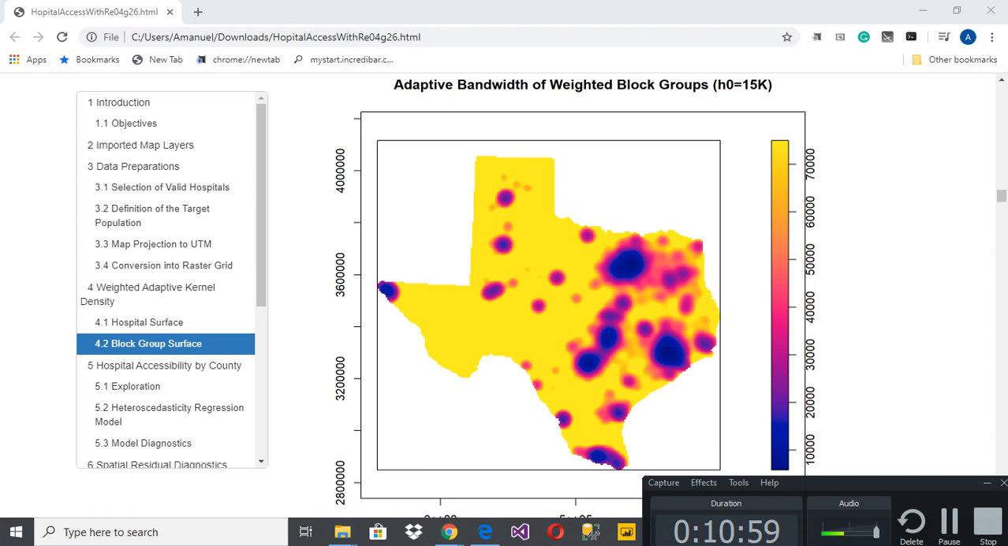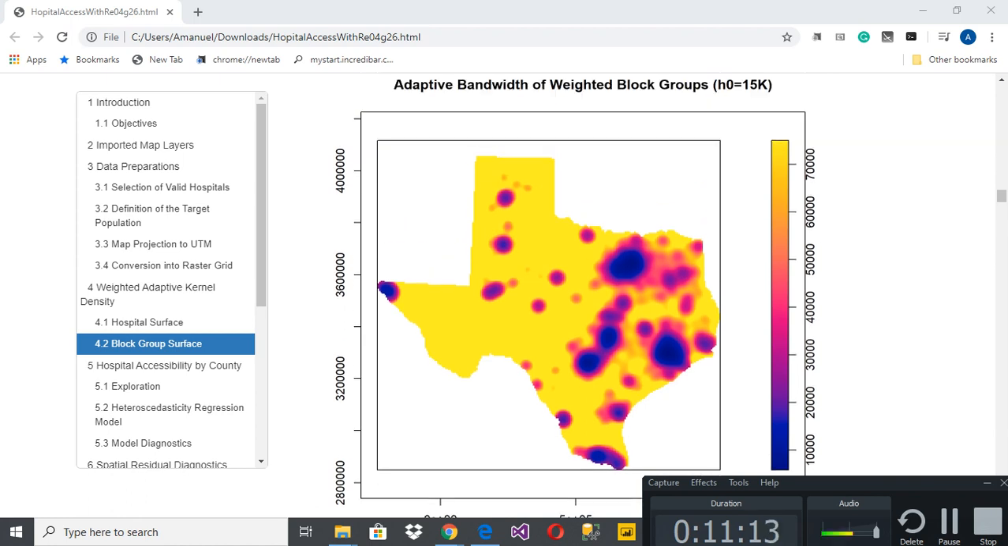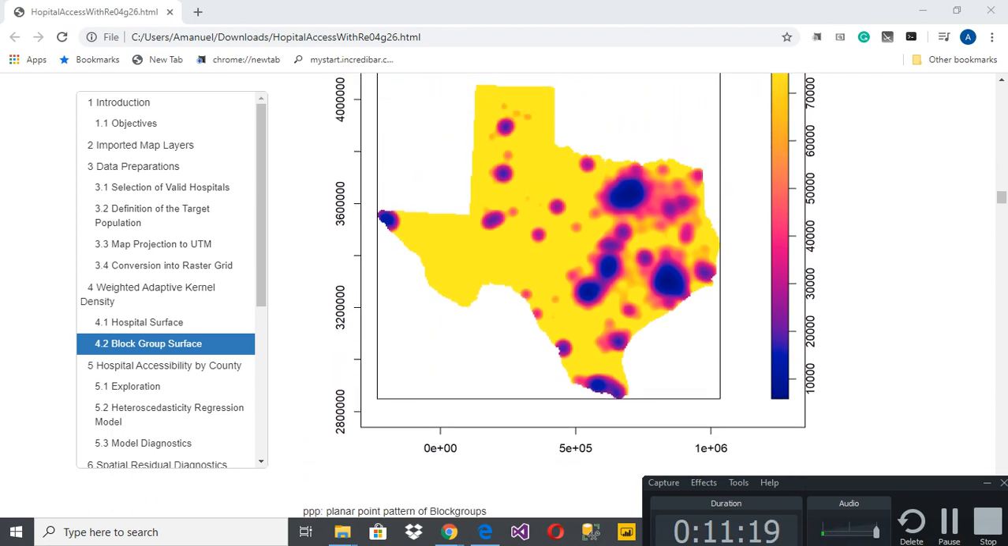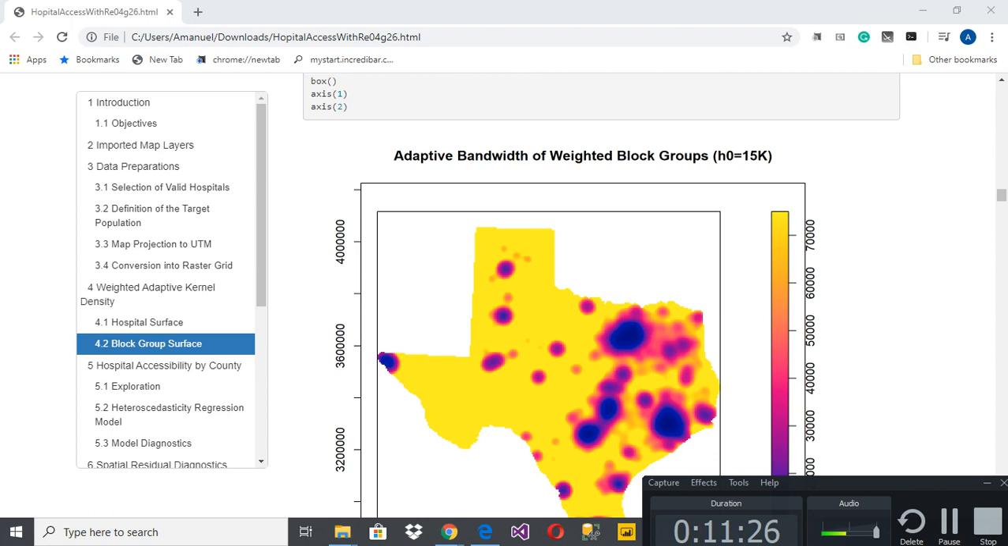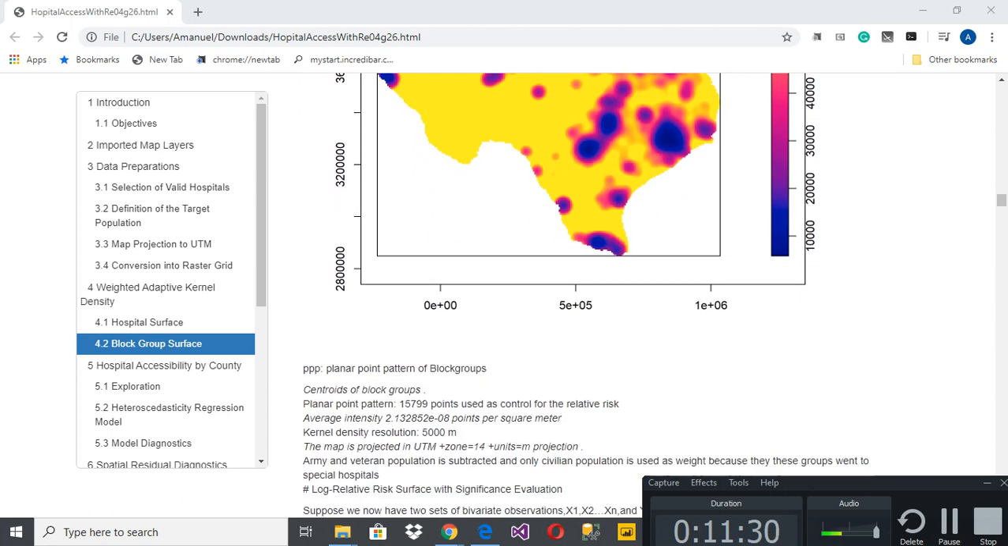So even though the specified global bandwidth is 15 kilometers, it starts from 5 kilometers for the highly densely populated areas, the dark blue areas, and it goes up to 80 kilometers. So for the Texas population distribution, which is highly heterogeneous, this adaptive bandwidth is suitable and it seems reasonable.